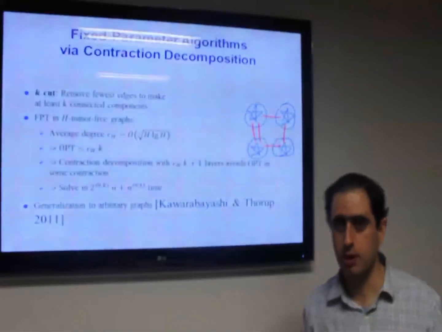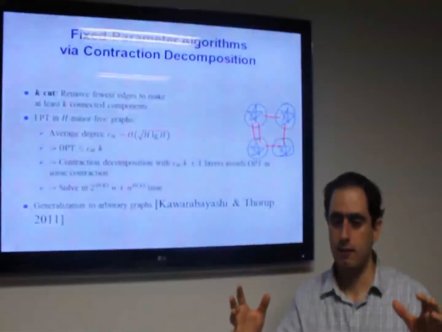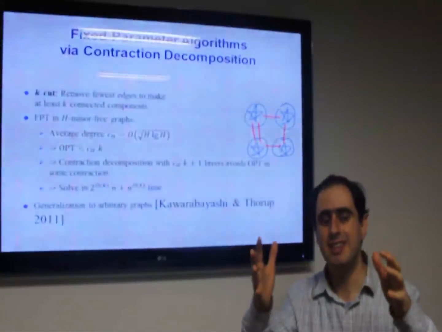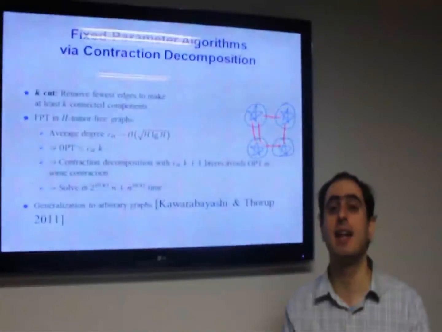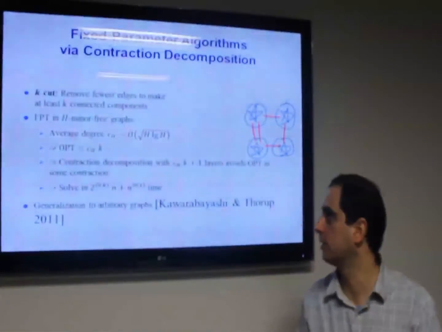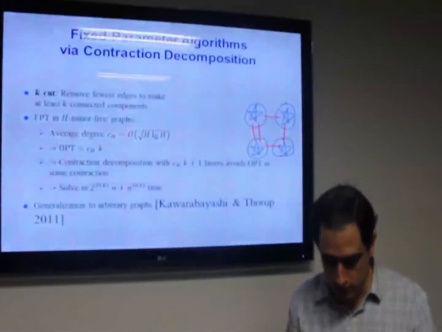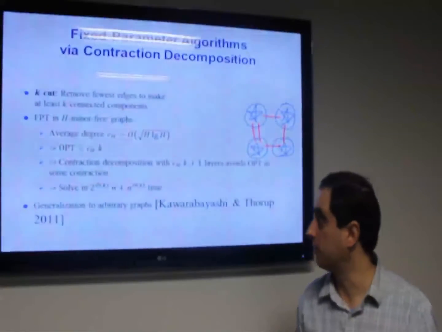What is the k-cut problem? In the k-cut problem, you are given a graph, say the graph is connected, and you want to delete the minimum number of edges such that the remaining graph has at least k connected components. Now I want to obtain a fixed parameter algorithm for this problem on H-minor free graphs.